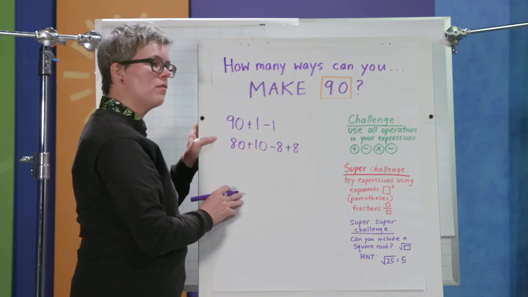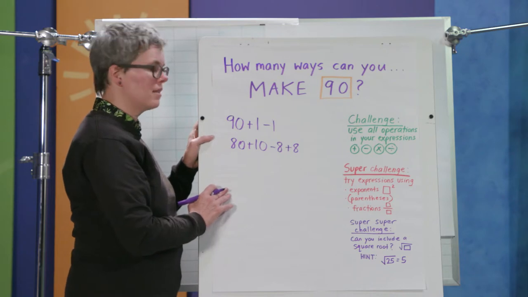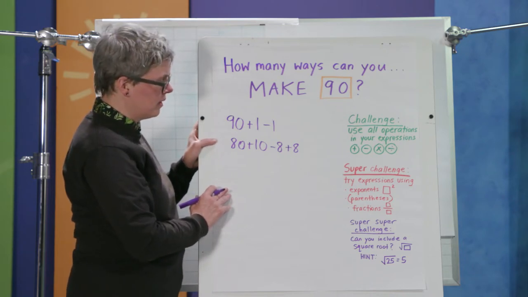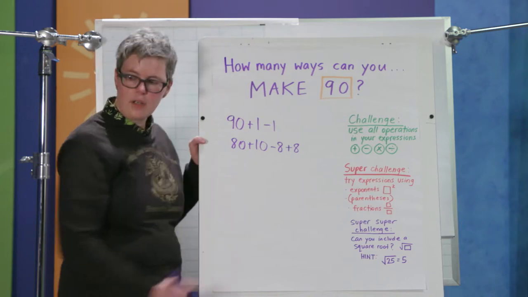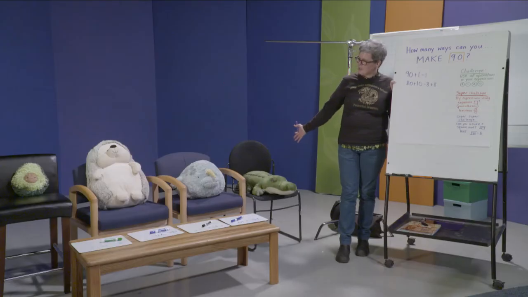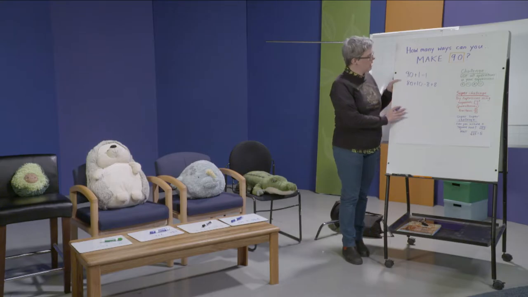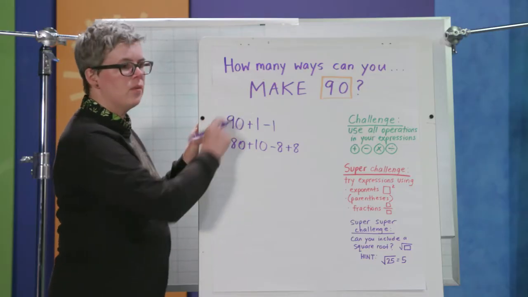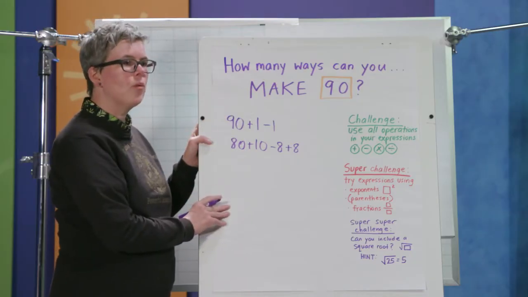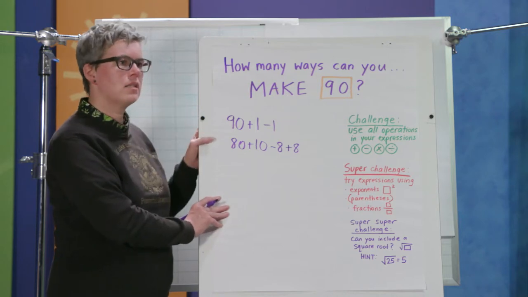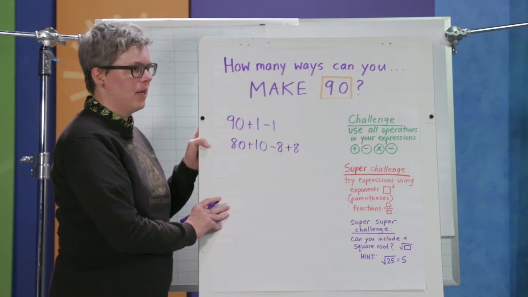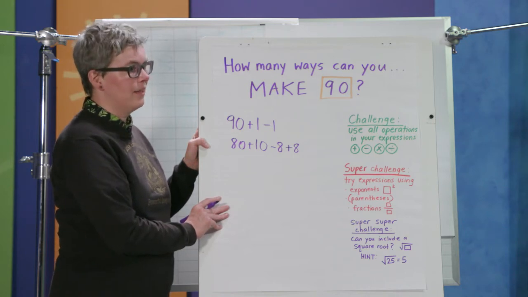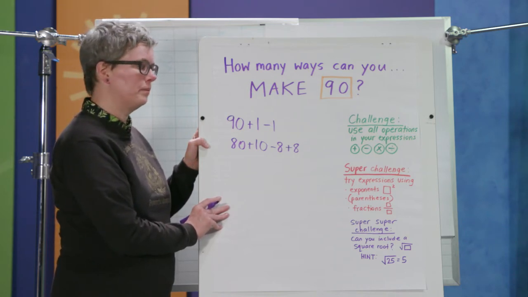So push yourself. Try to include a lot of different ways that you've learned to work with numbers this school year. So I'm going to give you a moment, and your classmates are going to be doing this along with you to come up with as many ways as you can to make 90. If you're watching this as a video, you can pause and take a good 5 minutes to do as much as you can. But I'm gonna give you just a little while if you're watching this on cable.